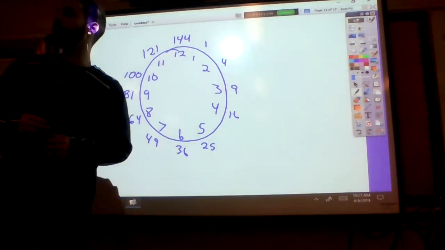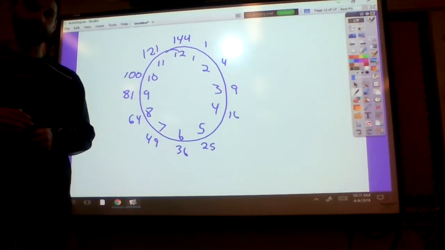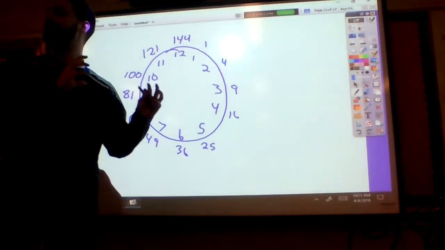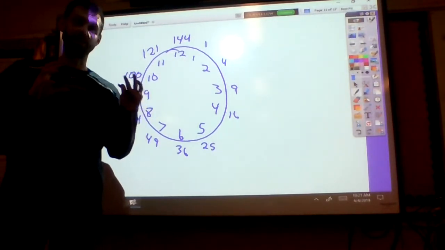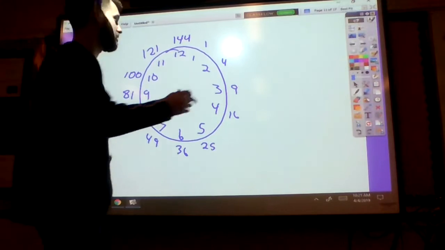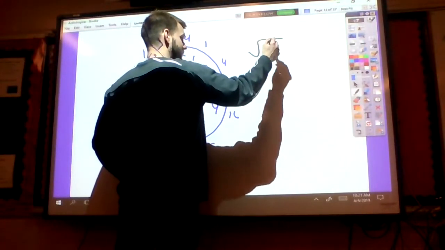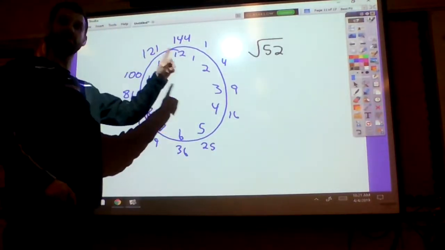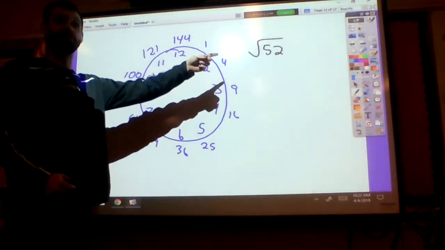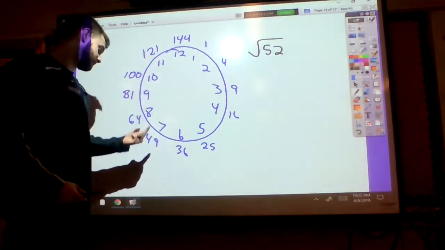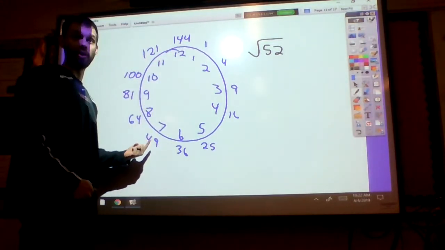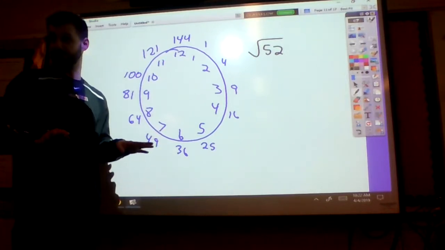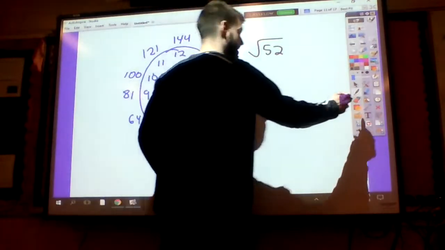So yesterday, we talked about estimating square roots. Now, make sure that you have estimating and approximating separate in your mind, okay? Because they're different things. Estimating is extremely easy. All you have to do, if we were estimating the square root of 52, for example, is you look at your list of perfect squares and you see which one 52 is closest to. Well, 52 is closest to 49. So if we're estimating to the nearest whole number, it's going to be about 7. And that's it for estimating. Very easy. Approximating is not nearly that easy.